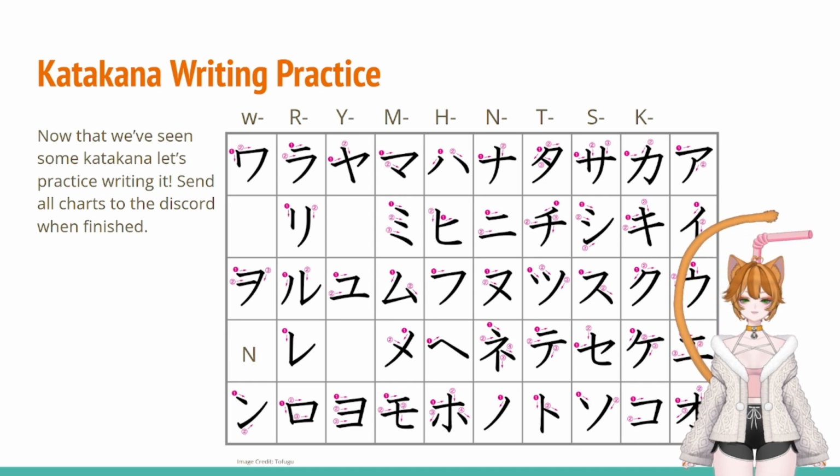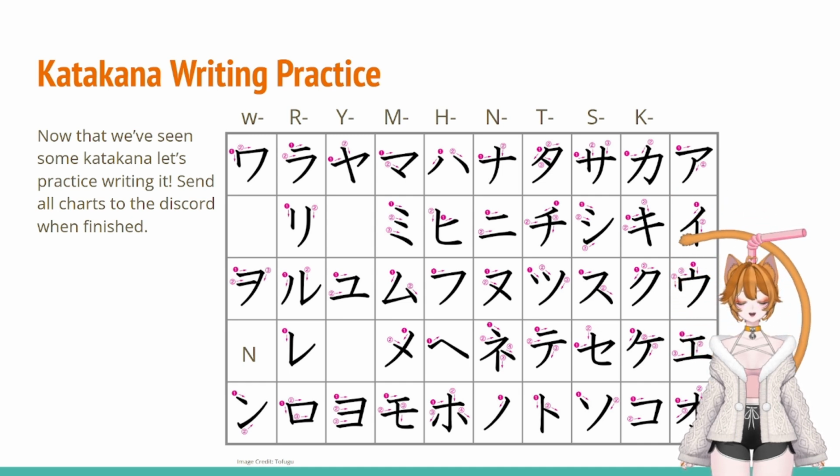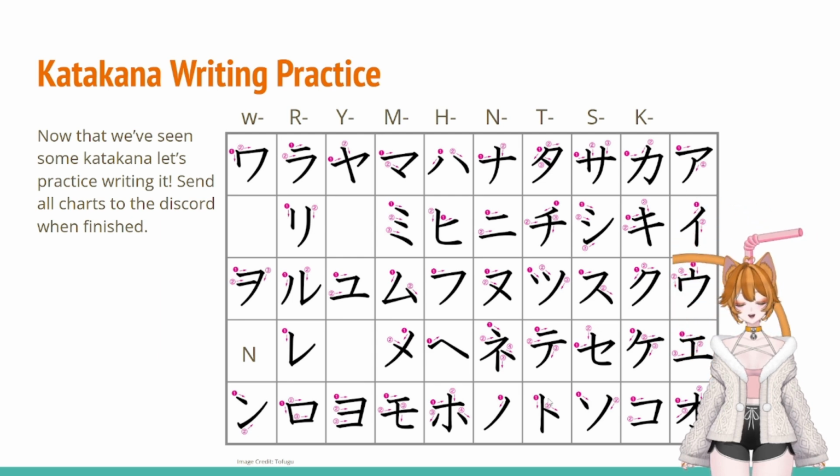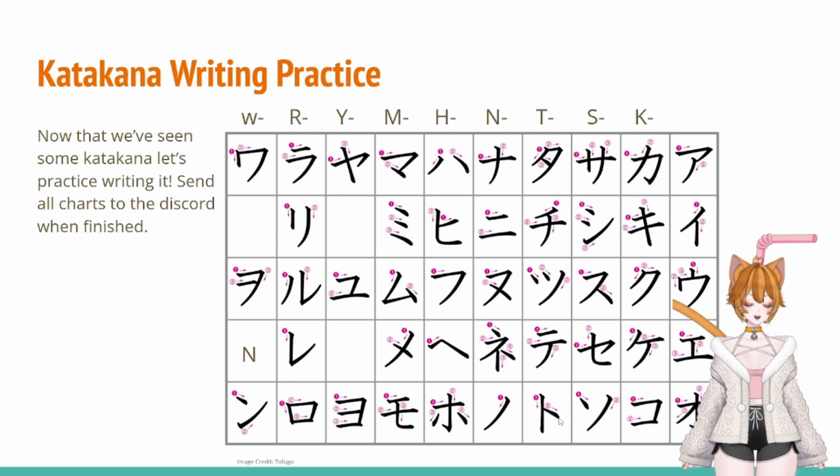All right, let's move on to to. So to is very simple, not super hard to write. We start with a nice straight vertical line, and then we have a downward slanted horizontal line that comes out of the right of it. It's a little bit closer to the top than it is the bottom, not necessarily in the middle.